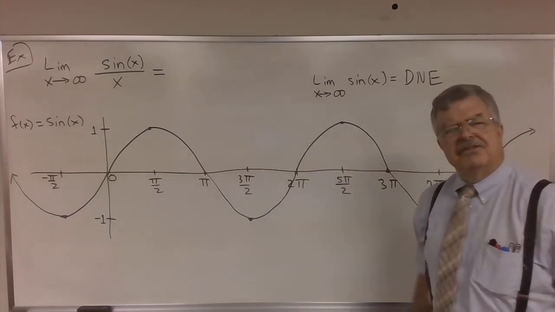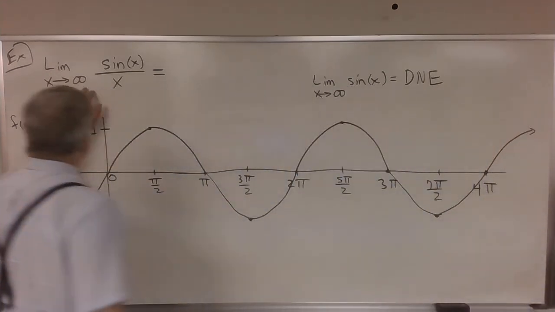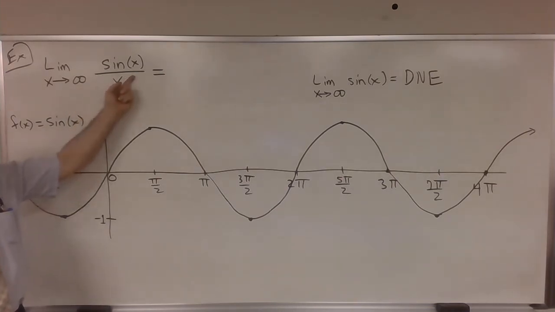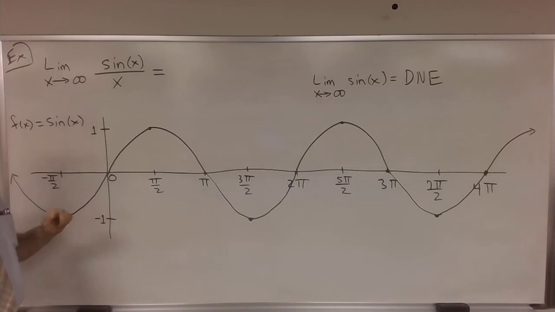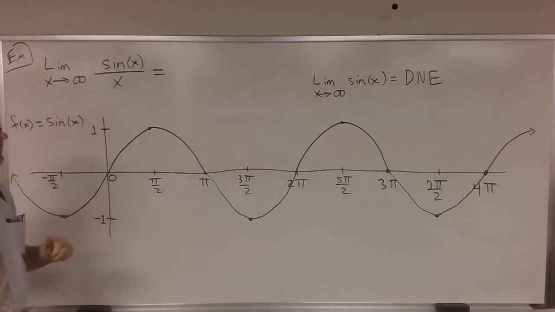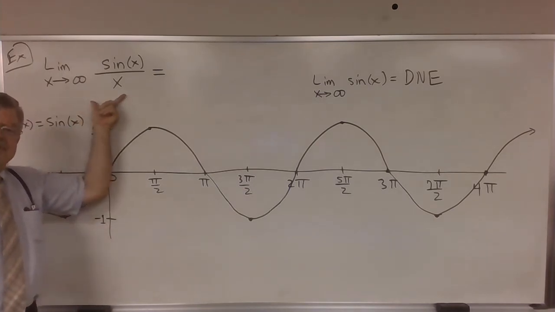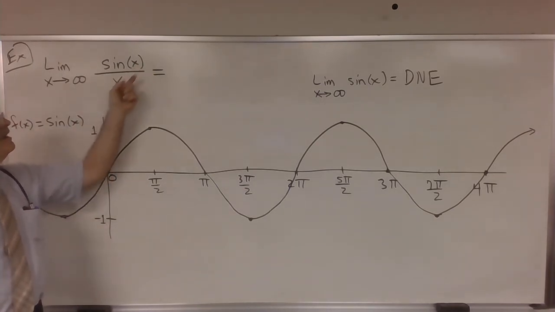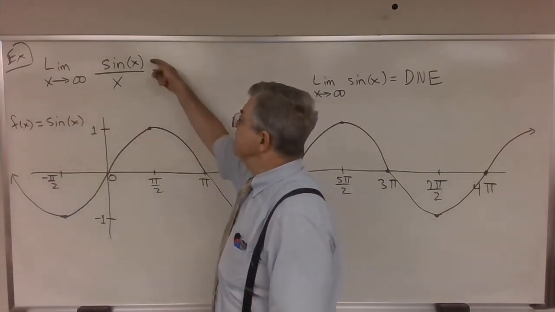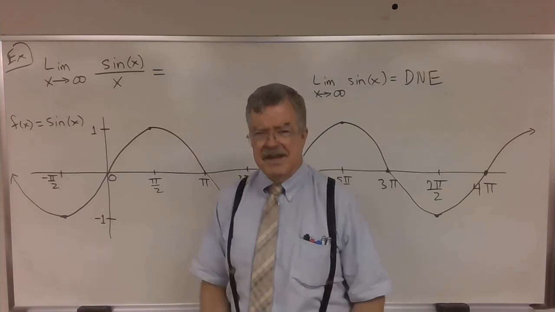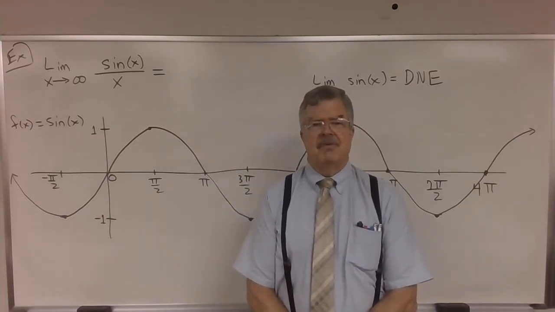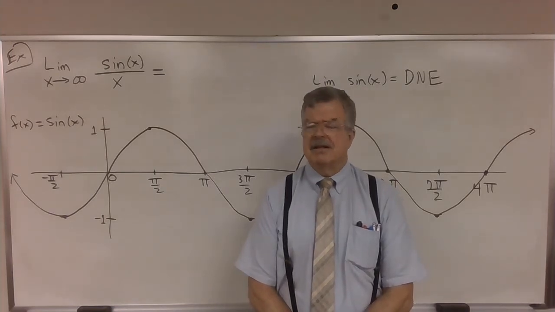And yet, in this example, it looks like they're telling us to compute the limit as x goes to infinity of something even more complicated. The limit as x goes to infinity of sine of x doesn't exist, and they want us to compute the limit as x goes to infinity of sine of x over x? Well, how can we do that? The limit of the numerator doesn't exist. Boy, talk about people having unreasonable expectations, huh?